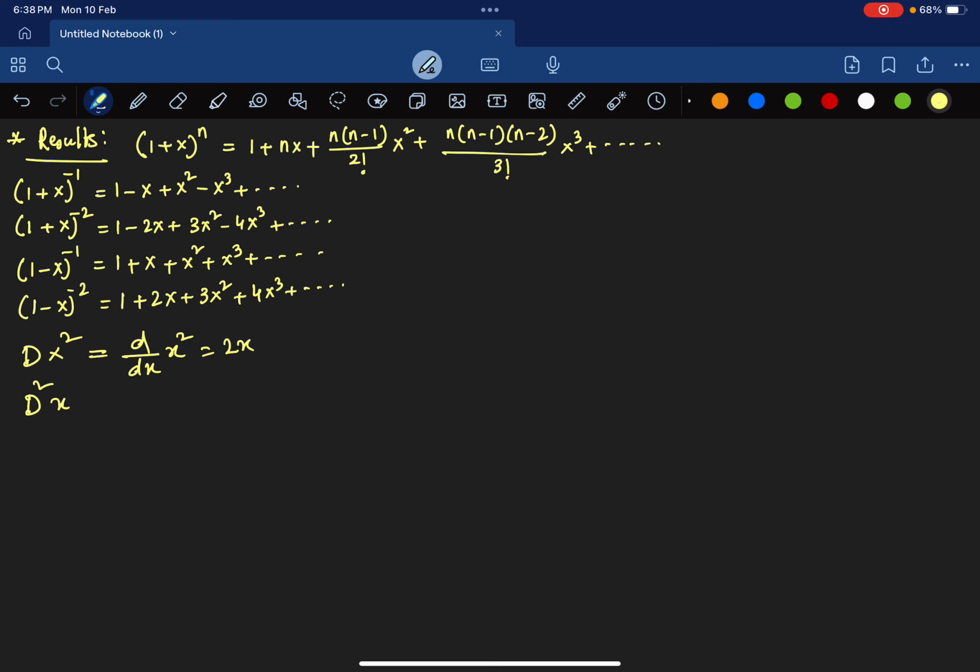Okay, if I am writing D square of x square, that means d/dx of 2x, that is 2. If I am writing D cube of x square, that is d/dx of 2, meaning 0. D power 4 of x square is 0, and so on. Okay, so this is a basic understanding you should keep in your mind when solving these questions.